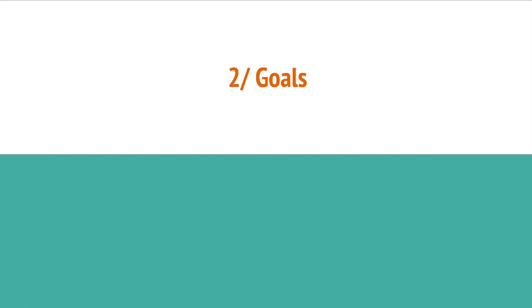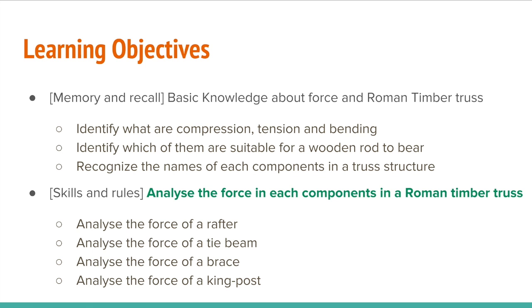So here's where we are in the big picture. We have our goals. Majorly, we have two parts of goals. One is the memory and recall part, which provides the knowledge foundation of analyzing force structure and also helps students understand why they are learning this. And also we have the major part, which is to analyze the force of each component in the Roman timber truss. We didn't bother to write the goals in ABCD version because most of the given conditions and the kind of students are majorly the same. So we will keep this simple version to refer back.